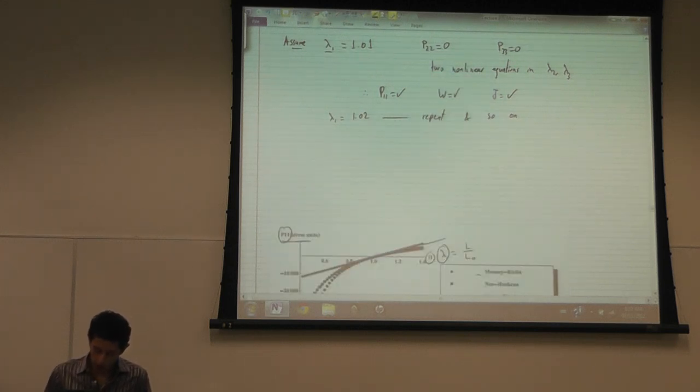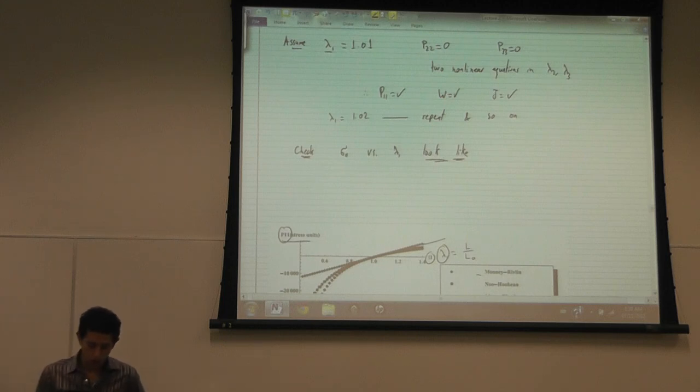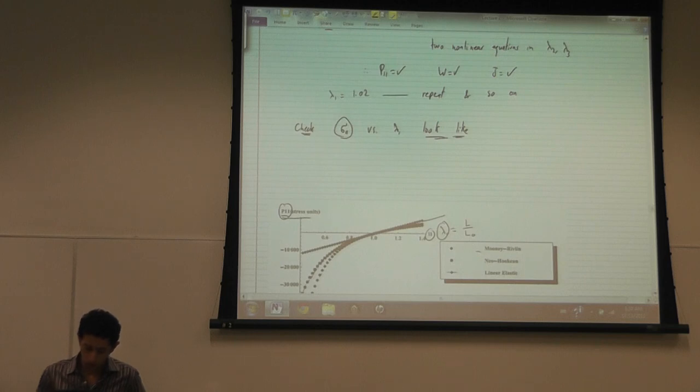And you might want to check, if you want, what sigma 1 versus lambda 1 looks like. This is the engineering stress, P11. You might want to look at what the Cauchy stress, sigma 1, looks like. Now, you know that you can create sigma as a function. I don't remember exactly the function, but sigma and P are related with F, and we know F.